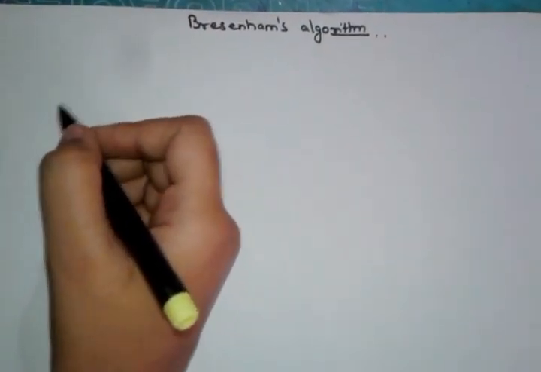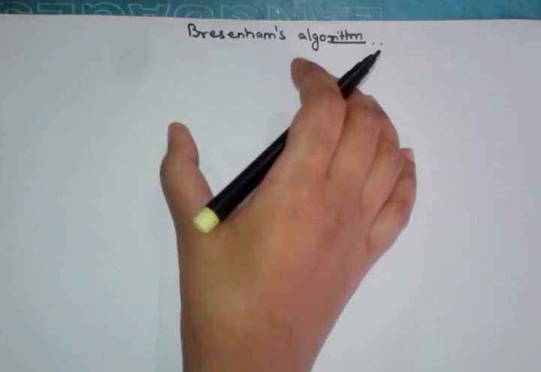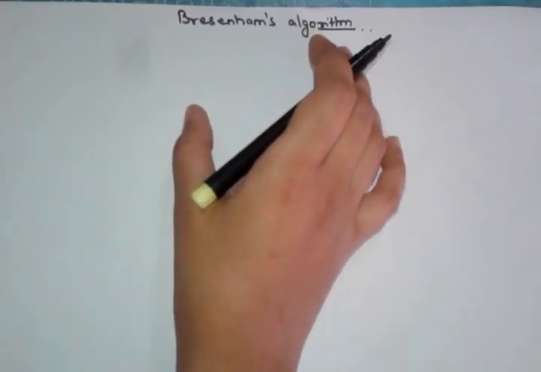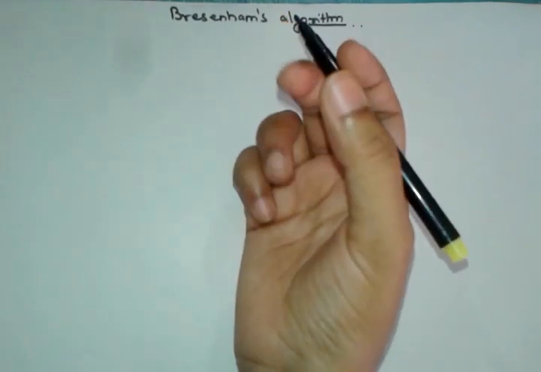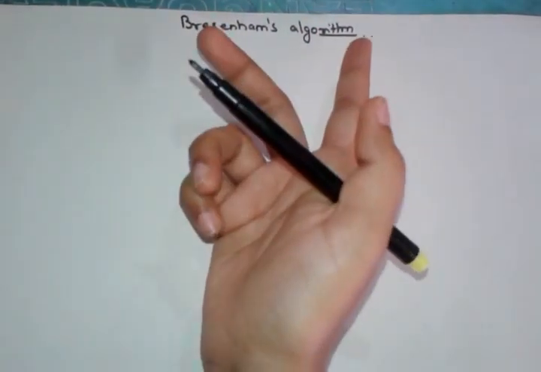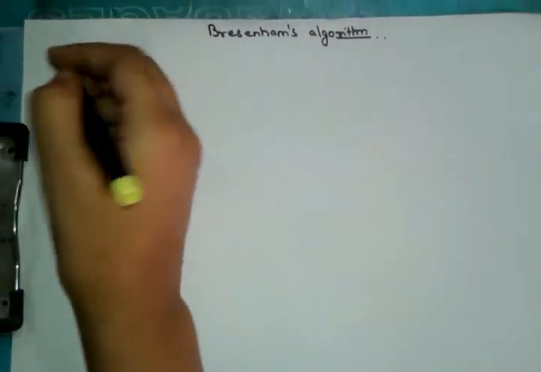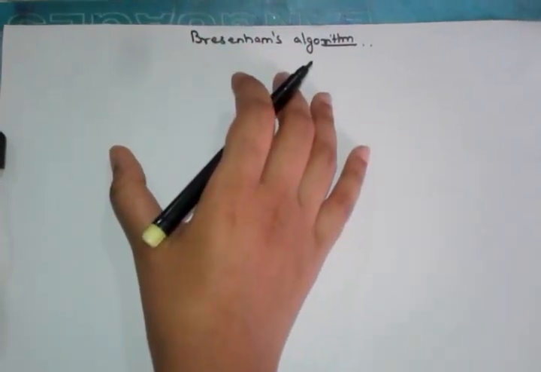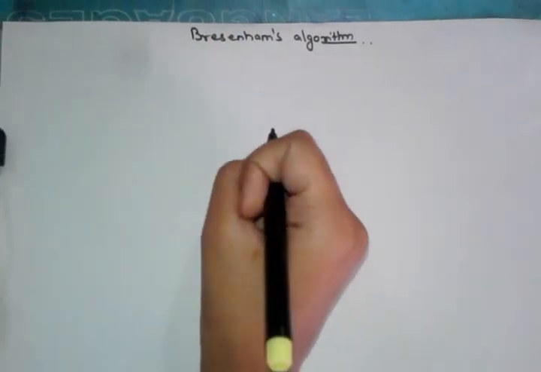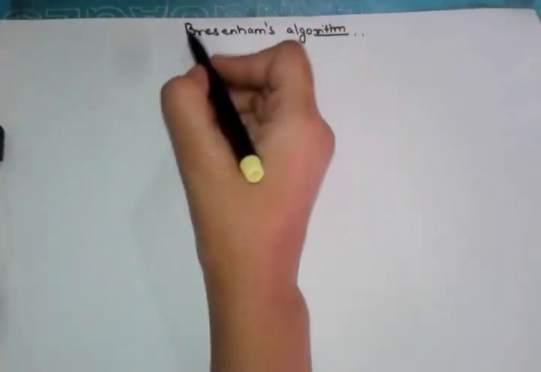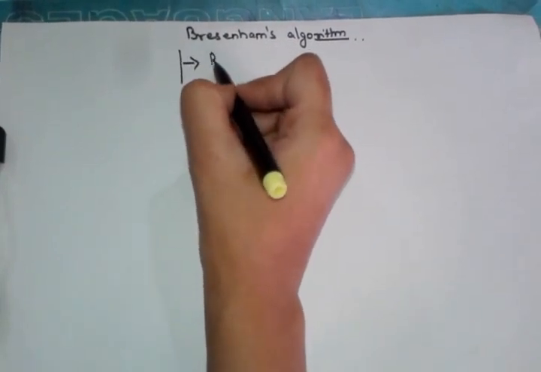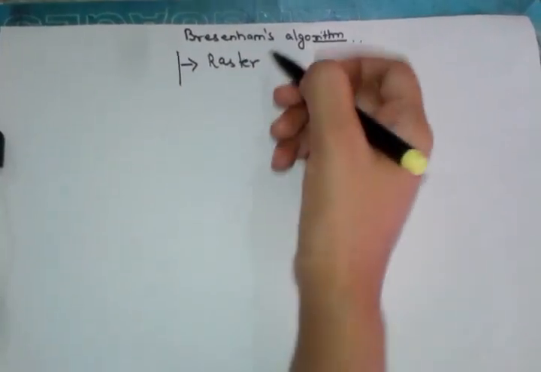Hey everyone, in this video we will learn about Bresenham's algorithm, what the steps of Bresenham's algorithm are, and how to draw a line between any two points. All this we will discuss in this video. Okay, so let's begin. First let me tell you what Bresenham's algorithm is. Bresenham's algorithm is an accurate and efficient raster line generating algorithm.